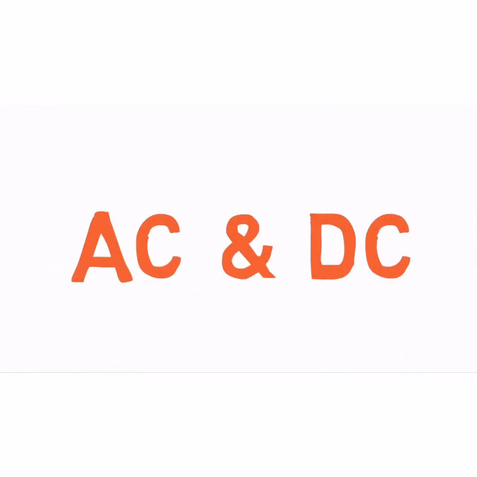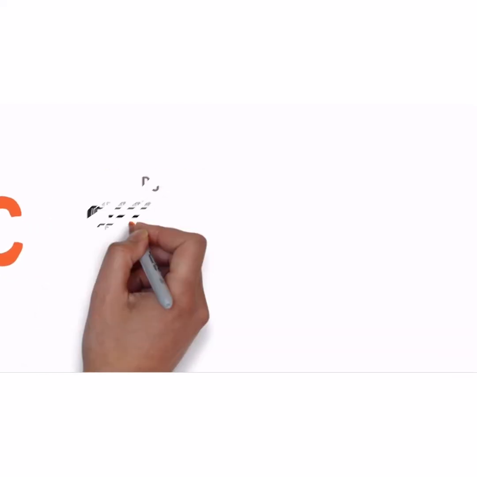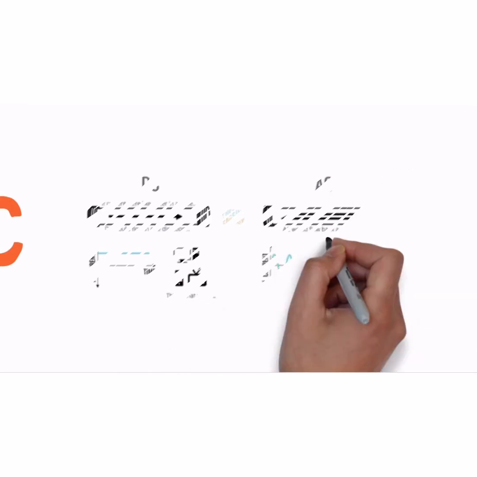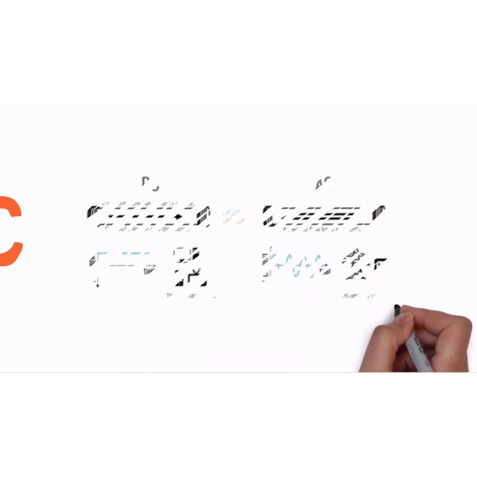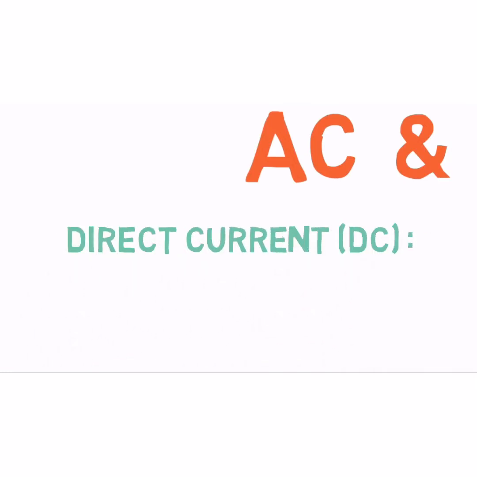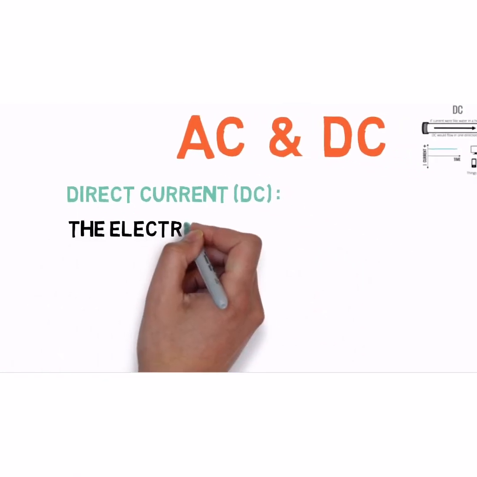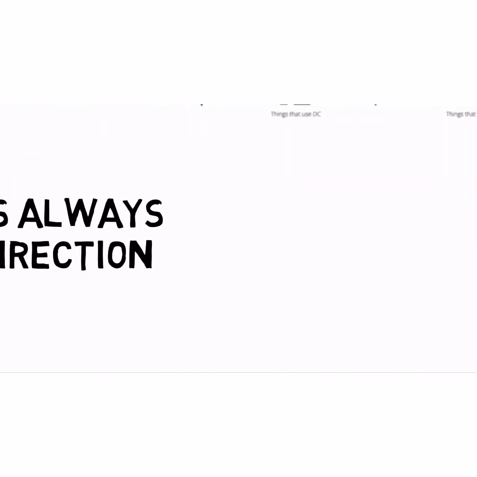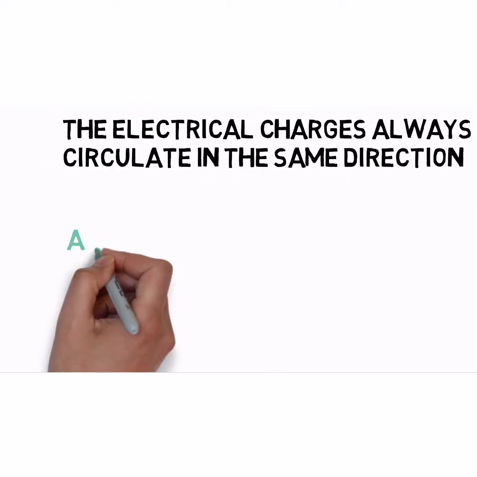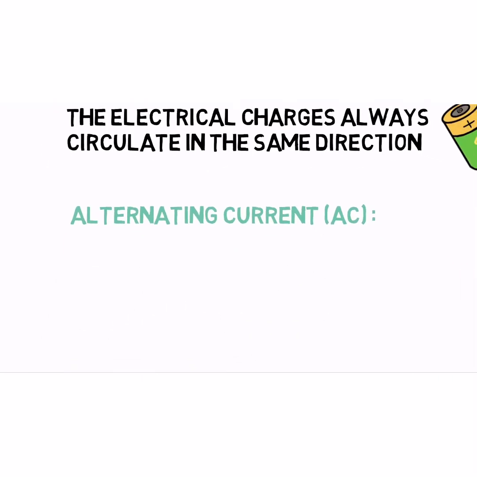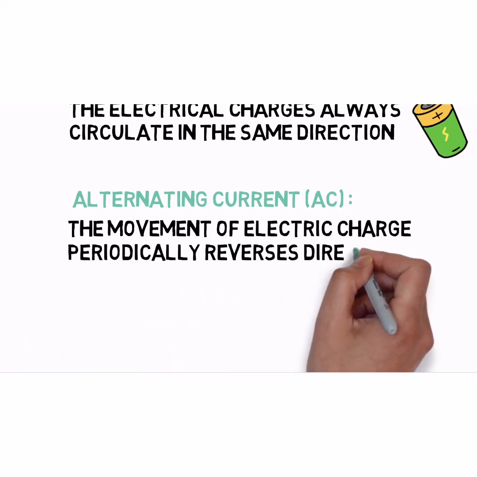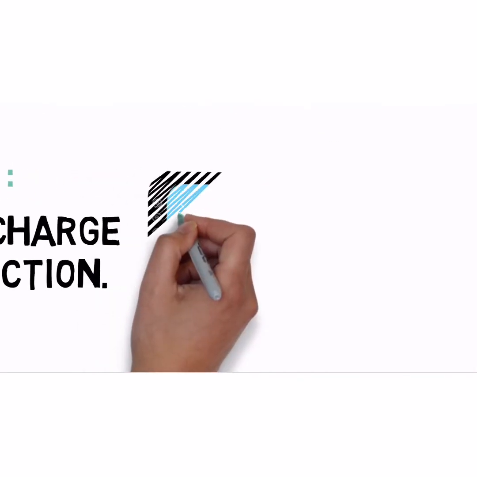AC and DC. The electrical current that circulates through a circuit tends to belong to one of two types, defined based on the directions of the movement of electrons. Direct current, or DC: the electrical charges always circulate in the same direction, for example in batteries. Alternating current, or AC: the movement of electric charge periodically reverses direction. This is the type of current found in our home systems.